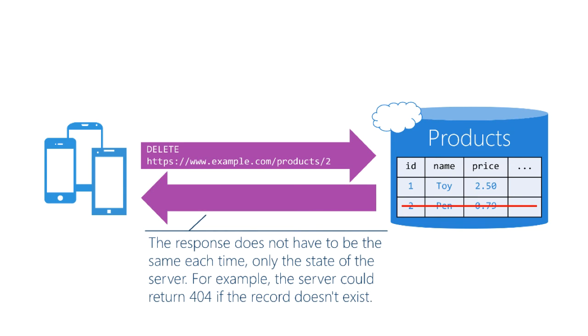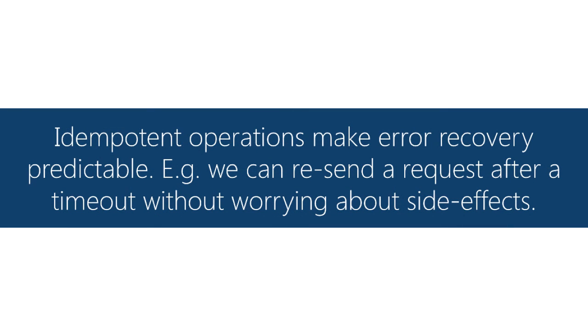This property does not require that the response is the same each time. For example, the second time we sent that request, it's perfectly fine that we received a 404 not found, because the record doesn't exist the second time. So the reason you care about this is because idempotent operations can be sent multiple times, which means that you can resend a request multiple times without worrying about issues like side effects.